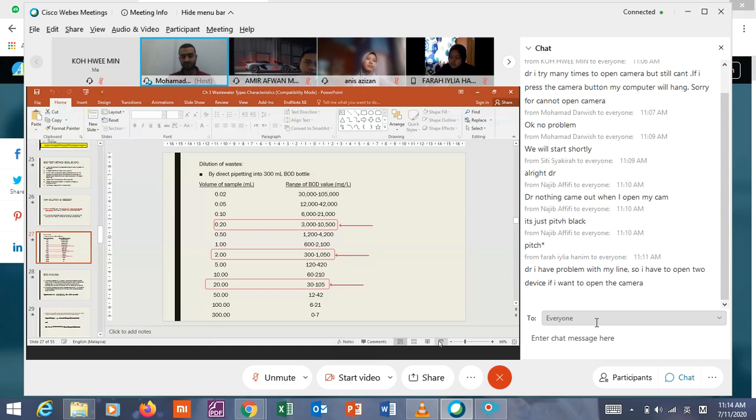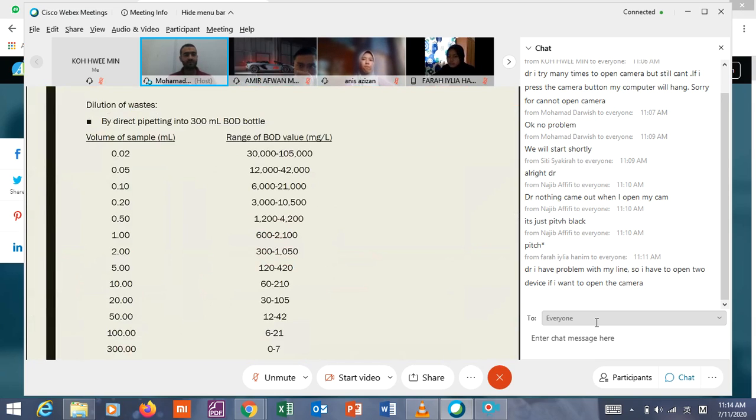Here, let me put it full screen. In this slide, if we have a 300 ml BOD bottle, this is the final volume of the BOD analysis, which means that if we want to analyze BOD, we have to analyze it from a sample that has a volume of 300 ml. So the sample has to be 300 ml.